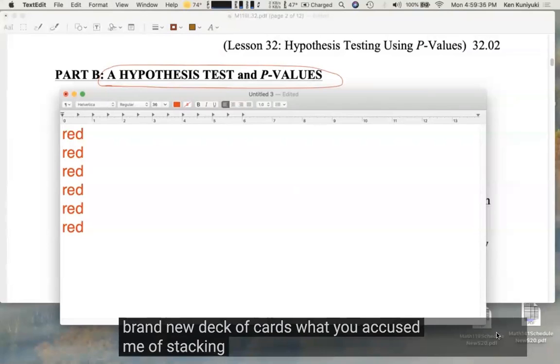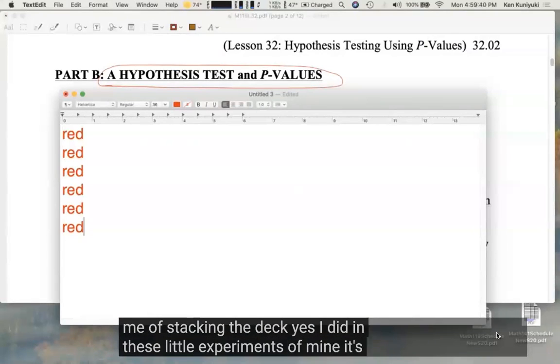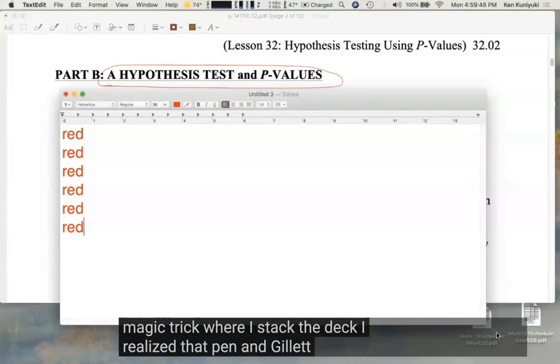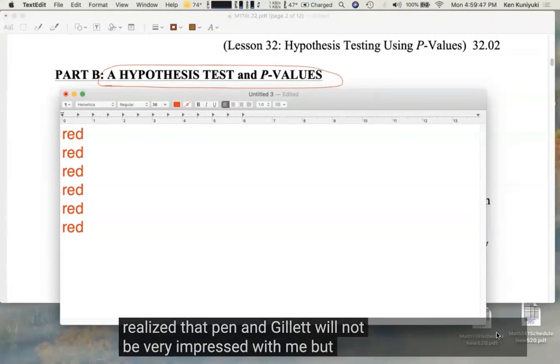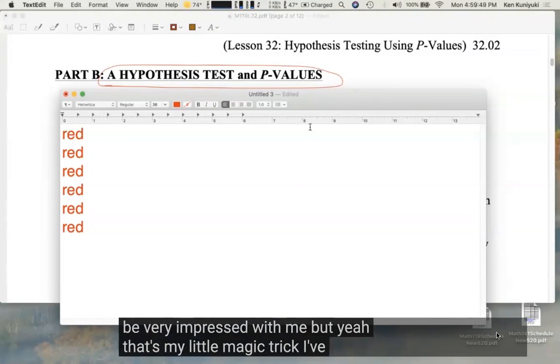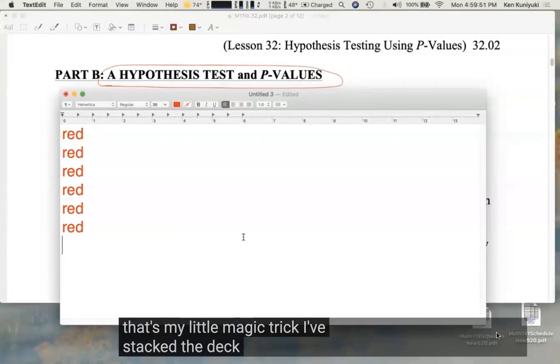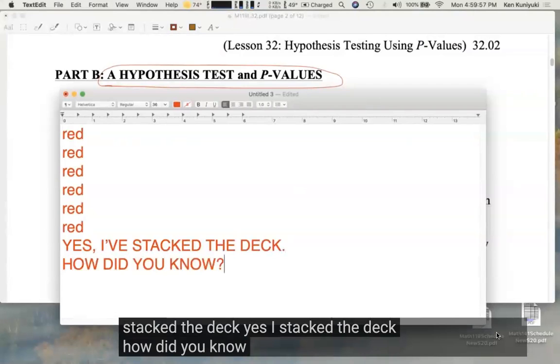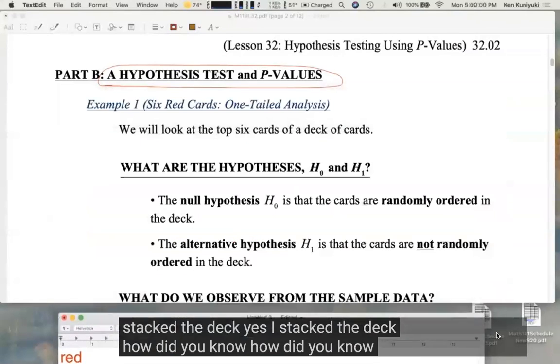What, you accused me of stacking the deck? Yes, I did. In these little experiments of mine, it's a magic trick where I stack the deck. I realize that Penn and Gillette will not be very impressed with me. But yeah, that's my little magic trick. I've stacked the deck. Yes, I stacked the deck. How did you know? How did you know?